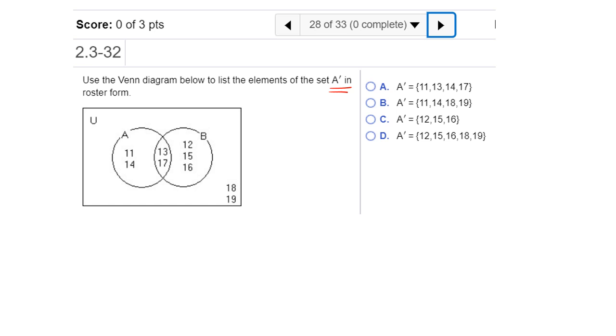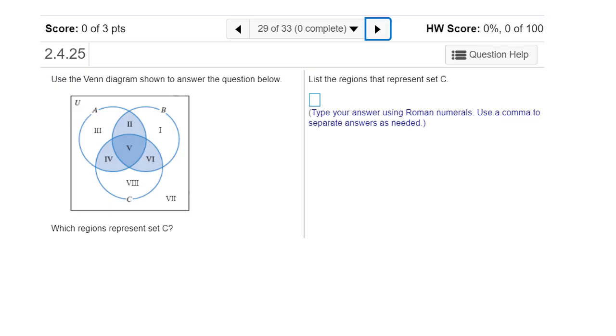For number 28, we want to list out everything that's in A prime, which is the complement. Remember, the complement of A is everything outside of set A. So that would include these three numbers in B that were outside of A, and these two other numbers in the universal set that were in neither A nor B. So we were looking for 12, 15, 16, 18, and 19, and that answer choice is D.